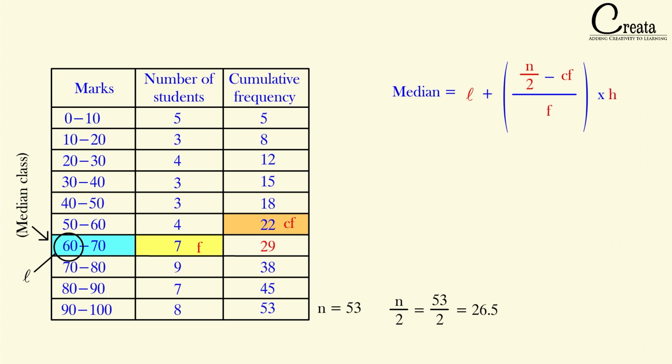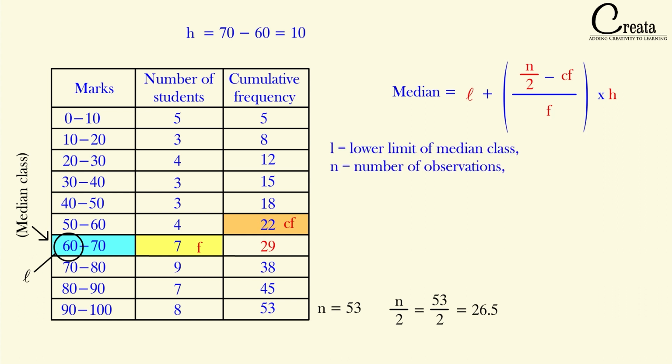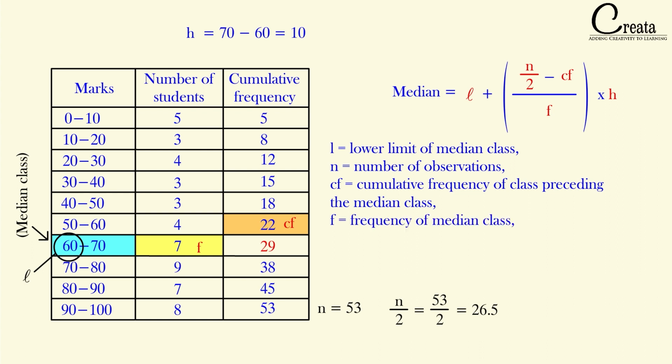And what is H? H is the class size, that is the difference in the range. Our range is 60 to 70. H will be upper range minus lower range, 70 minus 60, which is 10. And what is N? N is the total number of observations, which is 53. Got it? What is L? L is the lower limit of the median class. N is the total observations. CF is the cumulative frequency of the class preceding the median class. F is the frequency of the median class, and H is the class size.